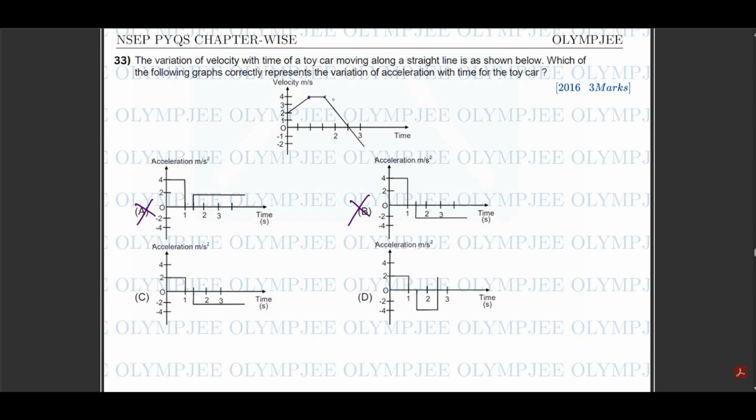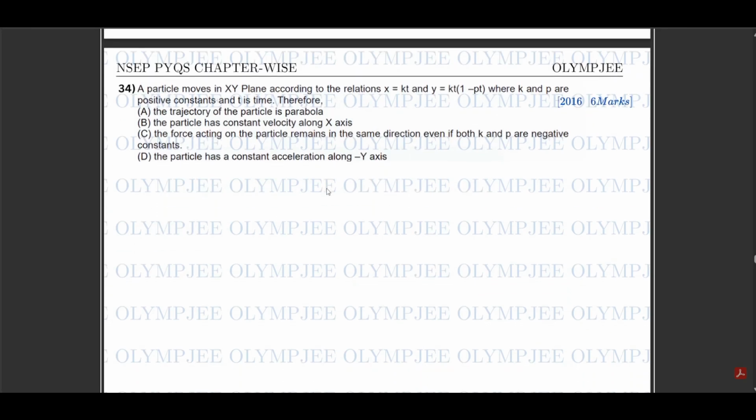And after that, the acceleration becomes negative and it is constant. But here the acceleration is changing at 2.5, but it should remain the same. So D option is also wrong. So answer is C. Question 34 says a particle moves in the xy plane according to the relation x is equal to kt and y is equal to kt into 1 minus pt, and they are asking for the trajectory.